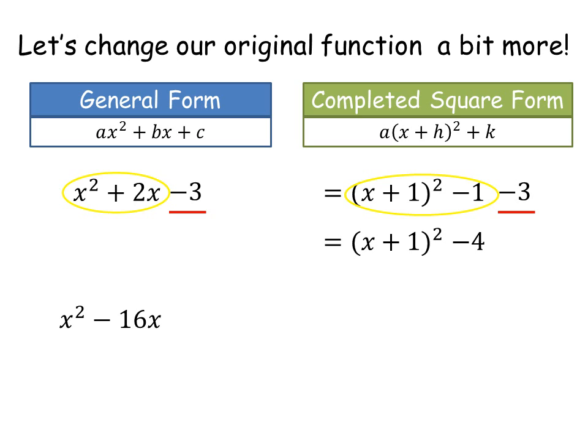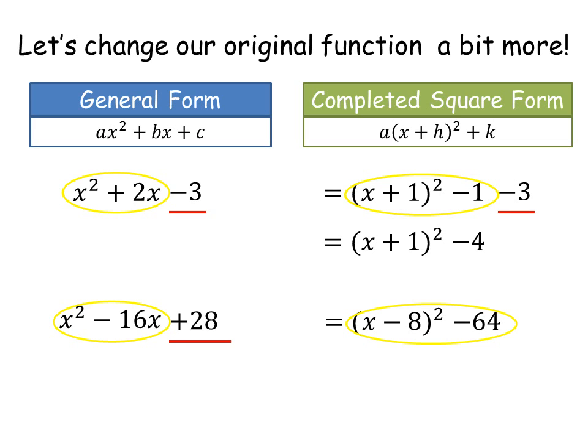So I have x squared minus 16x. Then I've got this plus 28. No worries. I know what to do with x squared minus 16x. I know that that is equivalent and equal to (x minus 8) all squared minus 64. Maintain the balance by adding 28 to my right hand side. Simplify the constants. Hey presto. X squared minus 16x plus 28 in completed square form is (x minus 8) all squared minus 36.